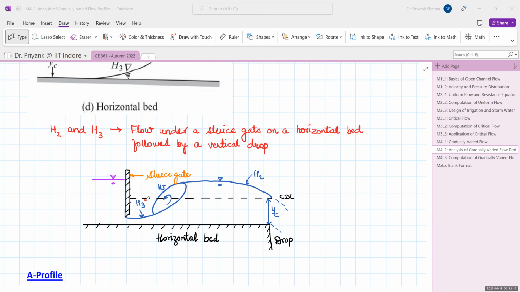So this is an H3 profile. And further, where there is a drop, at the brink of the drop, this is a brink where critical flow condition will be there, and then it will be falling down. So this is a drawdown profile of zone 2, so it is an H2 profile.